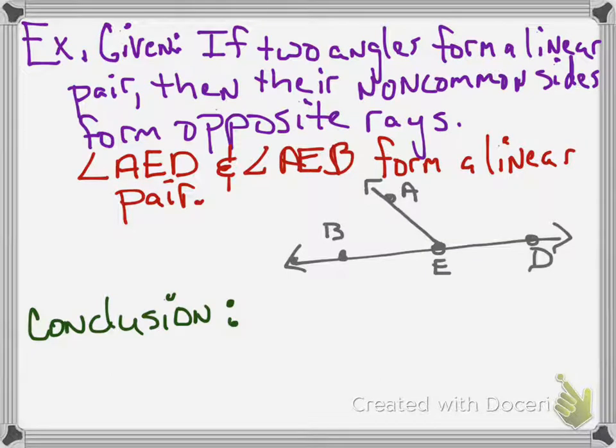Okay, so in purple, I've got the general if-then statement. If two angles form a linear pair, then their non-common sides form opposite rays. So we're assuming that is true. We have to go with that as being true.